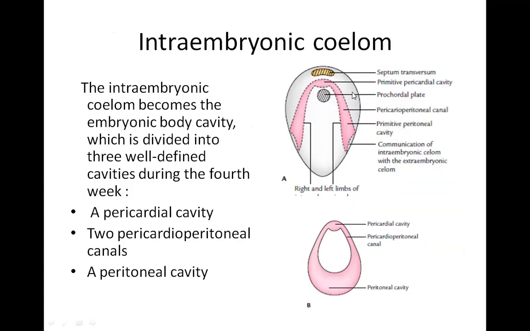So over here you can see the intraembryonic coelom. It has become the embryonic body cavity, and it is defined into three well-defined cavities: a central primitive pericardial cavity and the two pericardioperitoneal canals. These canals are communicating the pericardial cavity to the primitive limbs of the peritoneal cavity. Then after the lateral folding, the two limbs of the coelomic ducts will fuse in the midline and they will form a single peritoneal cavity.